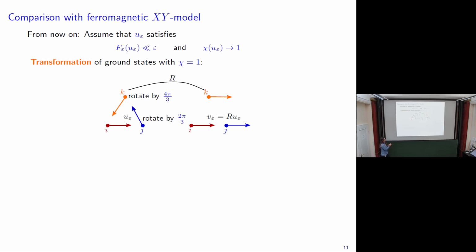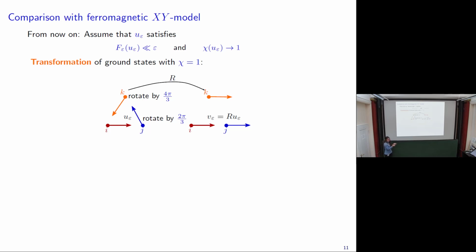So let's say we fix one sublattice I, and we keep the vector here. Then on the J sublattice, we will always rotate clockwise by 2π/3. On the K sublattice, we will always rotate clockwise by 4π/3. Okay, so this obviously transforms ground states of chirality 1 into ground states for the XY model energy.